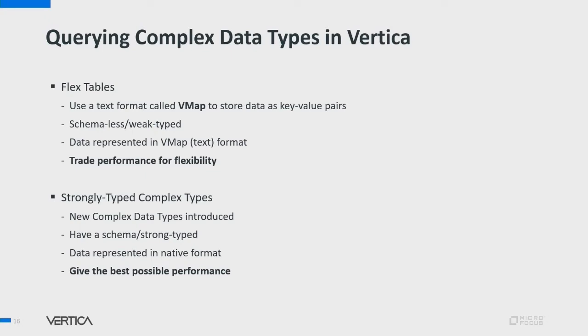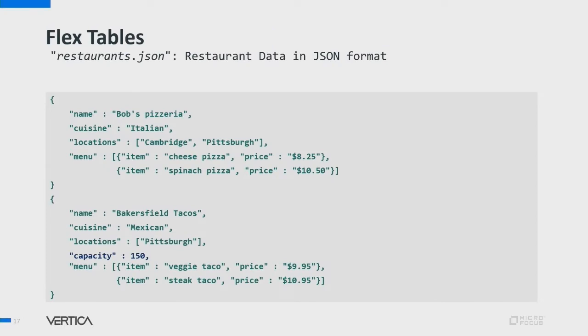So on the slide, we have some sample data for hypothetical restaurant locations and restaurant data, basically. And this is in JSON format. So you can see in the first row, there is some data for Bob's Pizzeria, where the name, cuisine, locations in the menu are the fields. However, in the second row, you have an additional field called capacity that is missing from the first row.